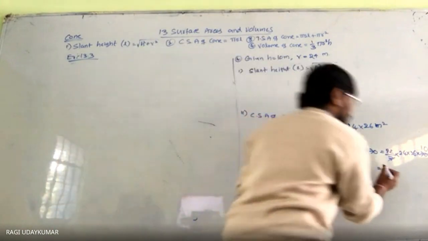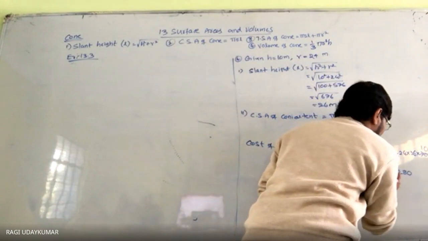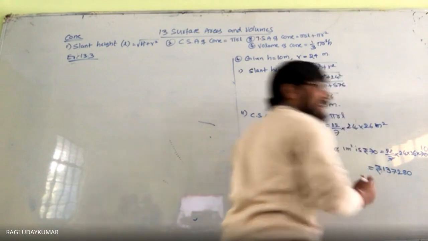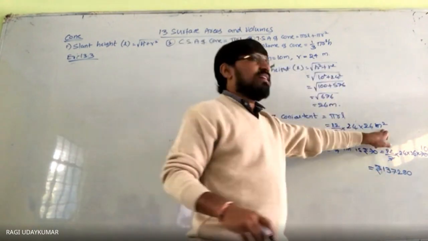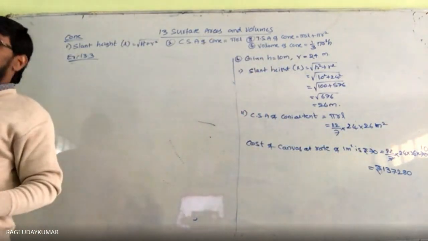What did you get? 137280 rupees. Not meter square. In a calculation, some students will write this as a meter square. ये cost है. इधर meter squares. Units are very essential बेटा. आप लोग units compulsory अच्छे से लिखना है. Okay?